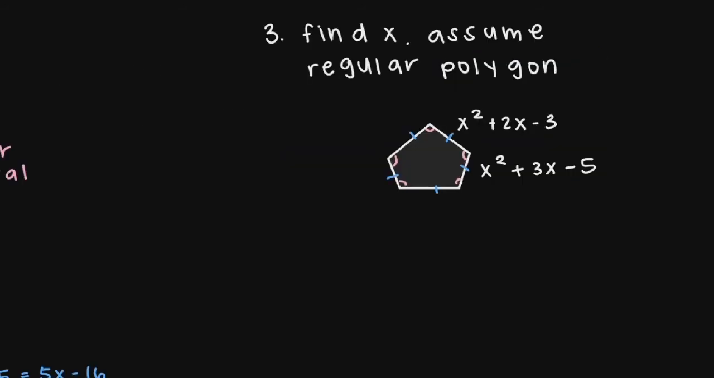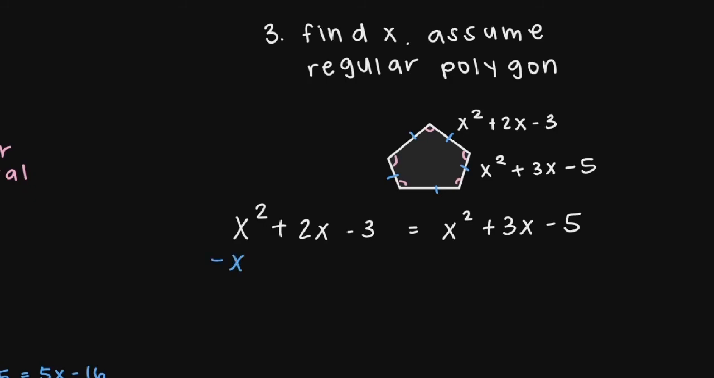Okay, for this last one, we want to find x, and we're going to assume that this is a regular polygon. So in a regular polygon, all of the sides are the same, it is equilateral, and all the angles are the same, so it's equiangular. So for this problem, that would mean that x squared plus 2x minus 3 is equal to x squared plus 3x minus 5.